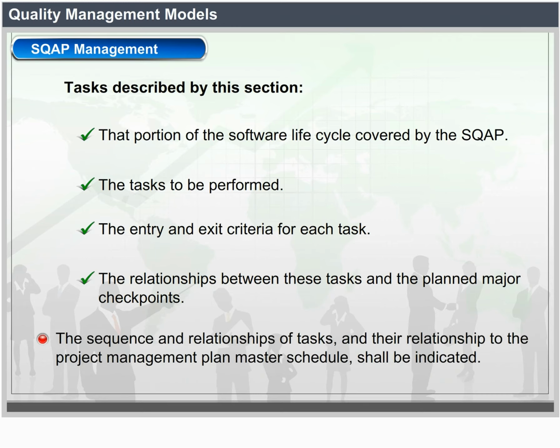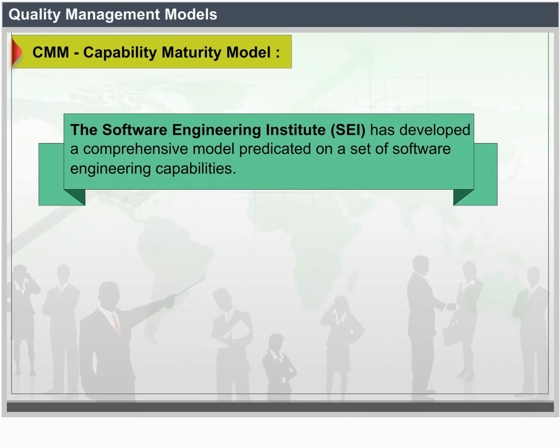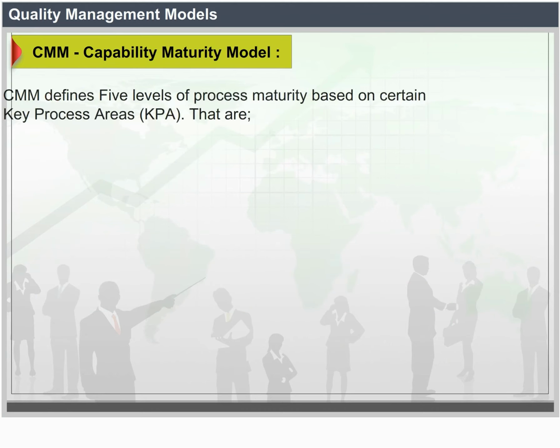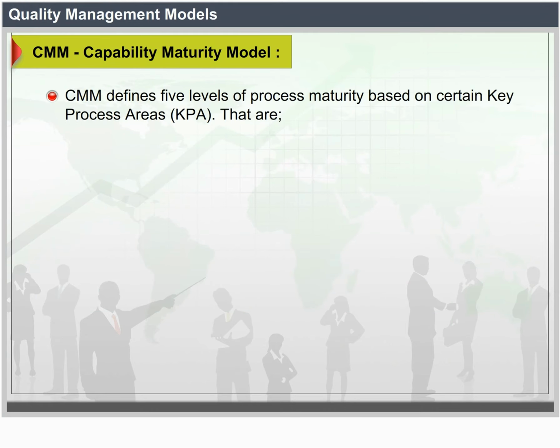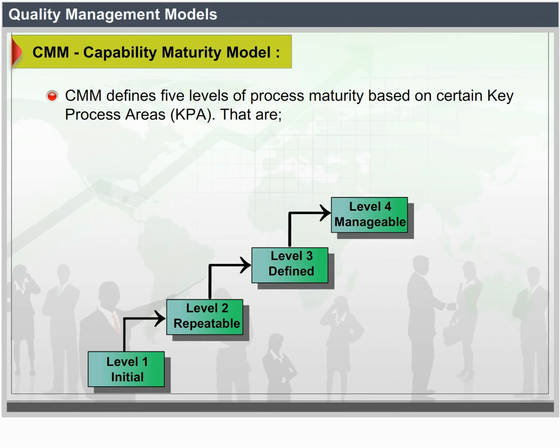CMM, Capability Maturity Model. The Software Engineering Institute, SEI, has developed a comprehensive model predicated on a set of software engineering capabilities. Capability Maturity Model, CMM, is a benchmark for measuring the maturity of an organization's software process. CMM defines 5 levels of process maturity based on certain key process areas, KPA, that are Level 1, Initial; Level 2, Repeatable; Level 3, Defined; Level 4, Managed; Level 5, Optimizing.